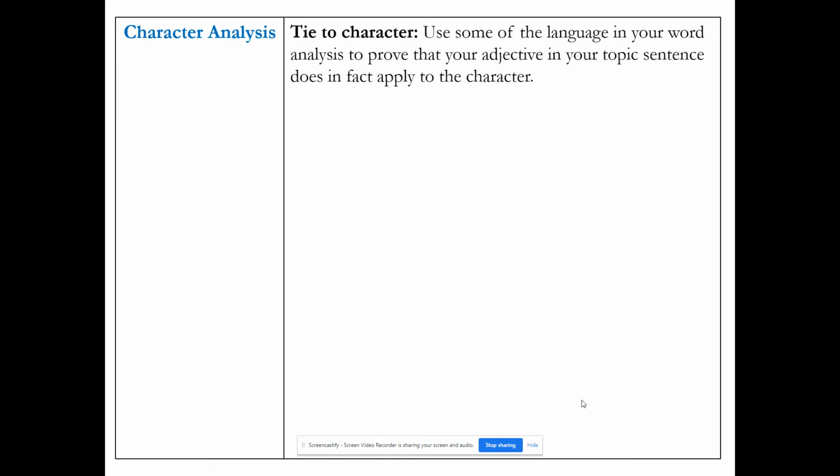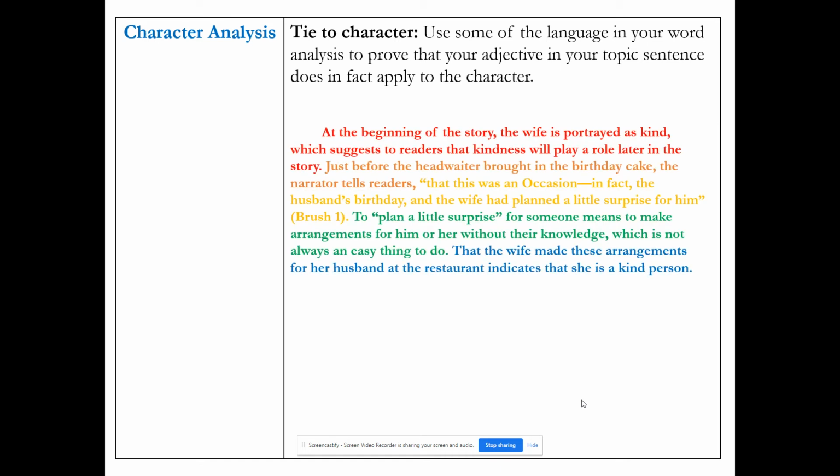For character analysis, once you've unpacked the language, you then need to tie that language to character. Right? You need to use some of the language in your word analysis to prove that your adjective in the topic sentence describing the character does in fact apply to that character. Again, you're doing reasoning here. So the best way to understand this is to look at an example. To plan a little surprise for someone means to make arrangements for him or her without their knowledge, which is not always an easy thing to do.